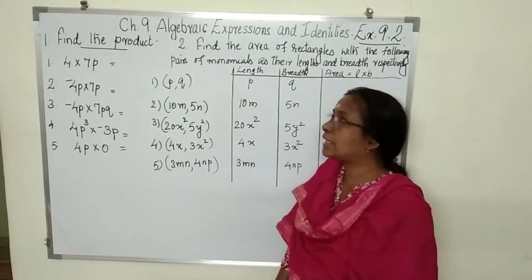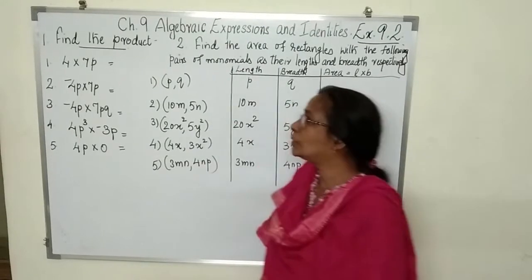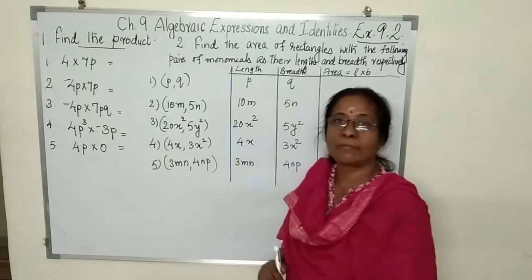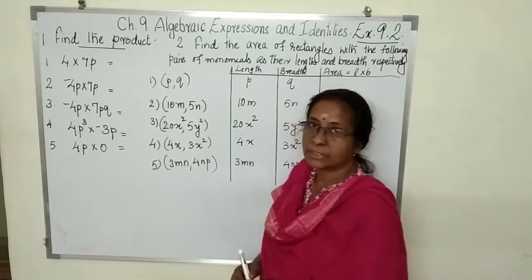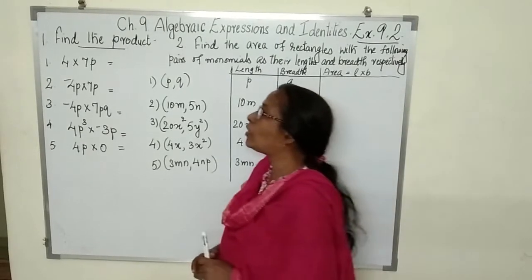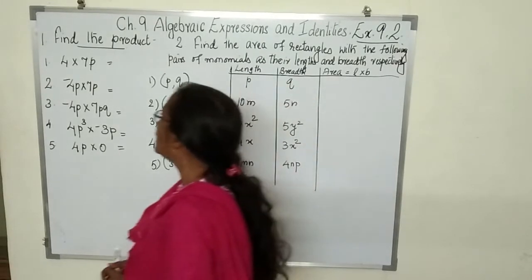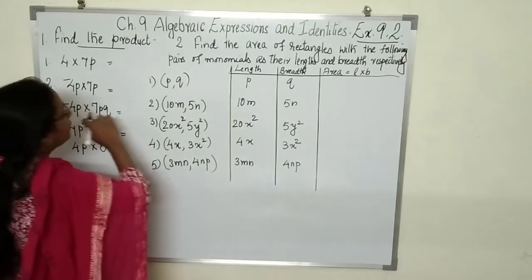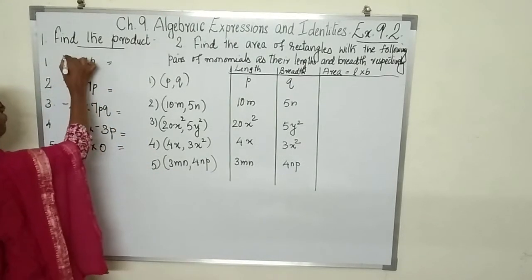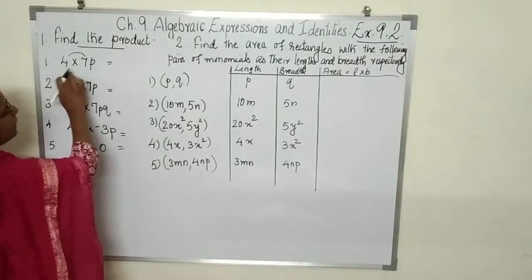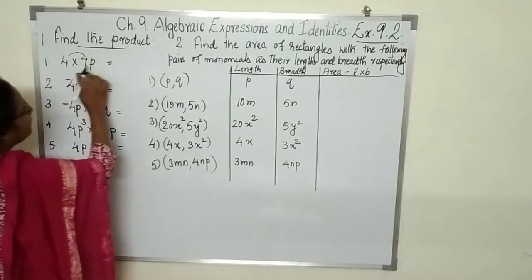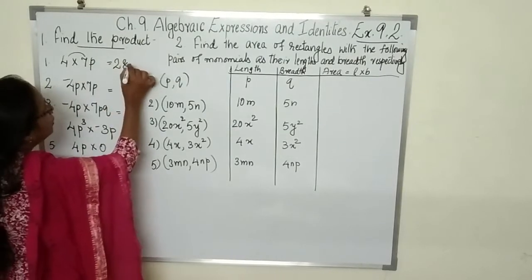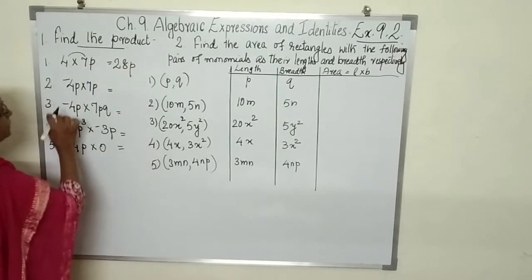Now let us work out exercise 9.2. The first question is: find the product of the given pairs of monomials. The first question is 4 multiplied by 7p. These are the two monomials. So what do we do? First you multiply the numerical coefficients. 4 7s are 28. p is alone, so you can write p as it is.